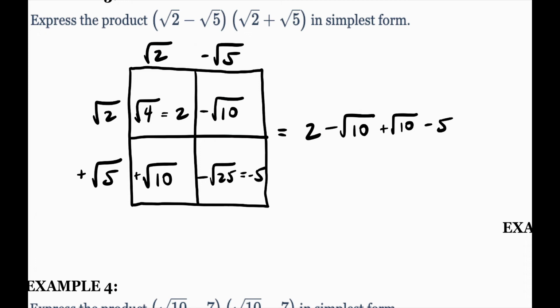Okay. Last thing, combine like terms. So what do we have that's a like term that we can combine? Negative 5 and 2. Yeah, those are like terms. Those are both constants, just numbers by themselves without any roots. So negative 5 plus 2, or 2 minus 5, is going to be negative 3.